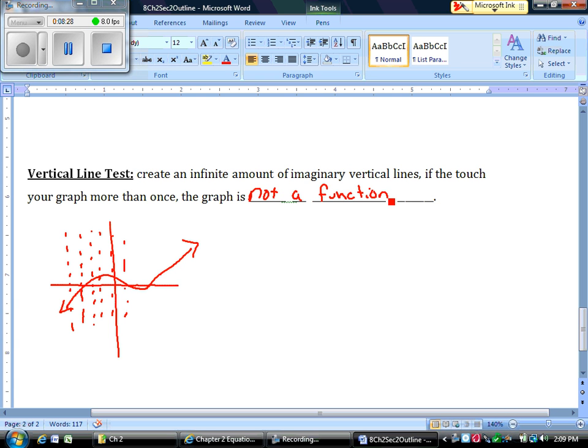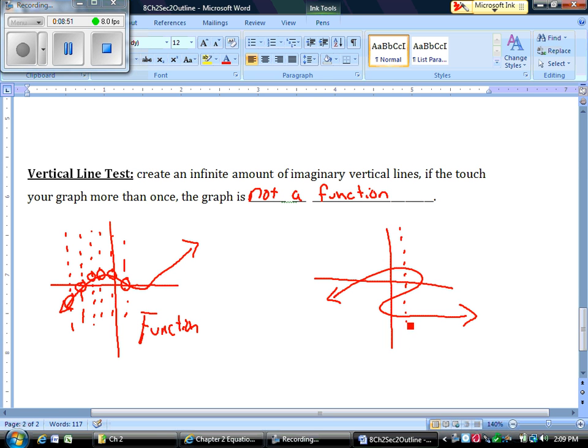So if I look at this example, I see all these places where the vertical lines are touching. They're only touching one time. Okay? So this one is a function. On the other hand, if I have a graph like this, I can draw this line right down through here. It's touching my graph 1, 2, 3 times. Okay? So this is not a function. And that's called the vertical line test. It's because we're taking vertical lines and seeing how many times it touches our graph.